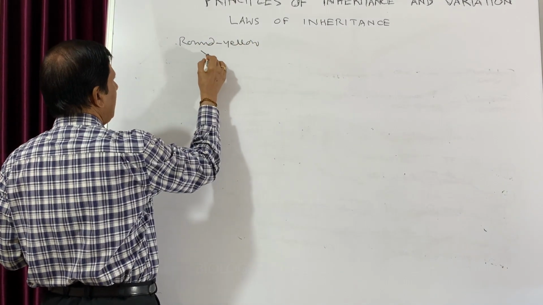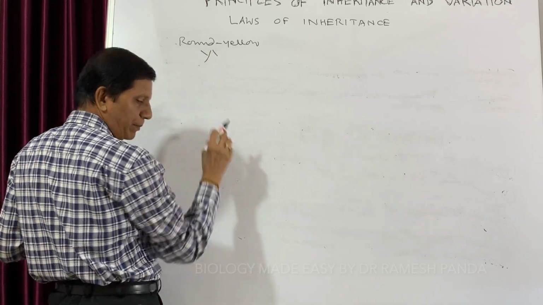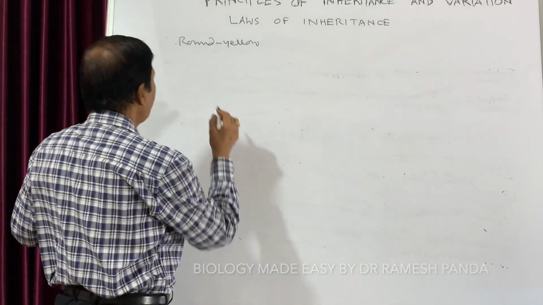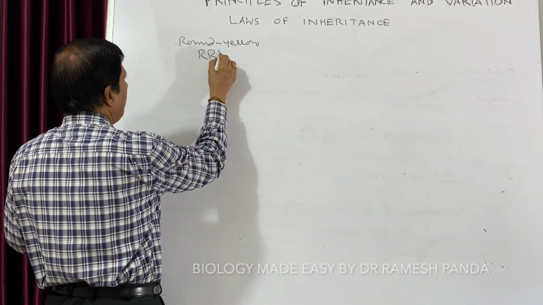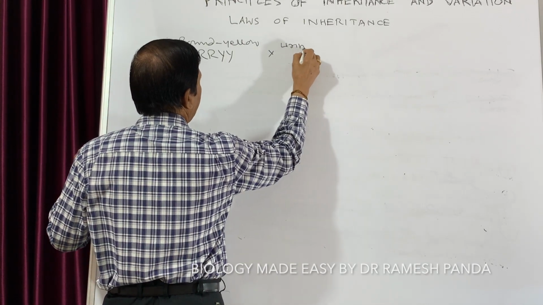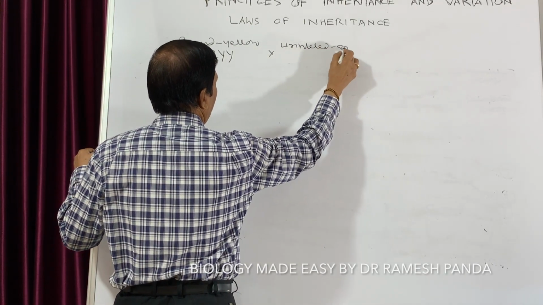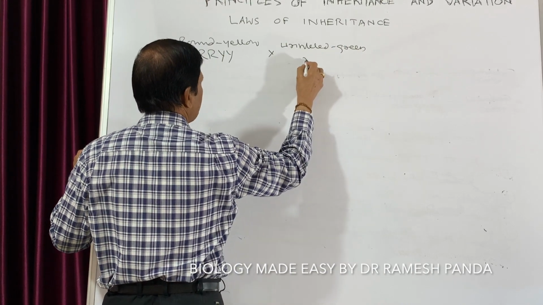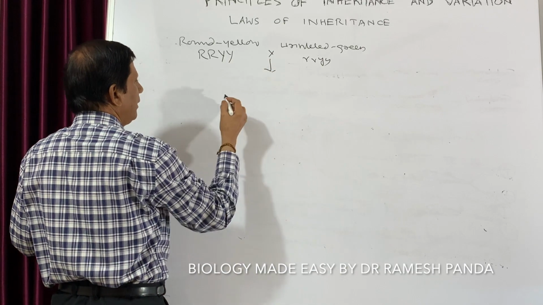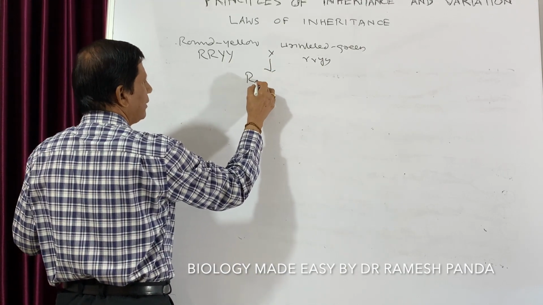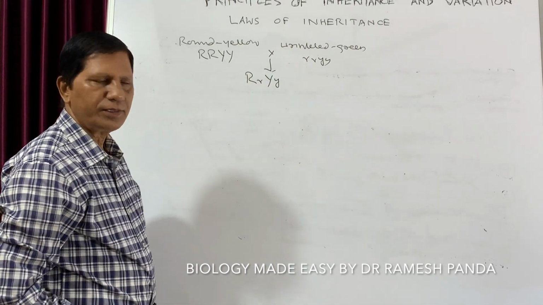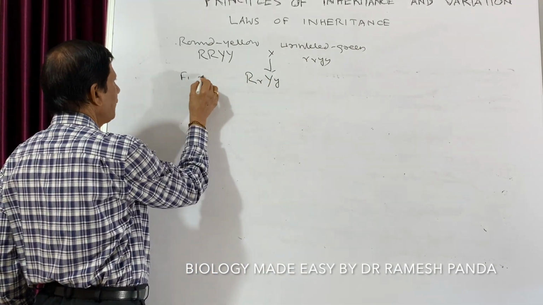That means capital R, capital R, capital Y, capital Y, and made a cross with wrinkled and green seeds. These are small r, small r, small y, small y. The F1 hybrid was capital R, small r, capital Y, and small y. This is the F1 hybrid.